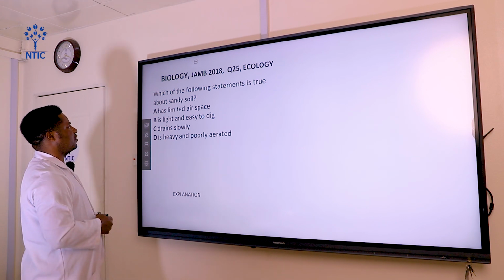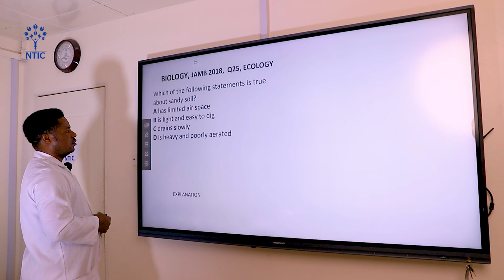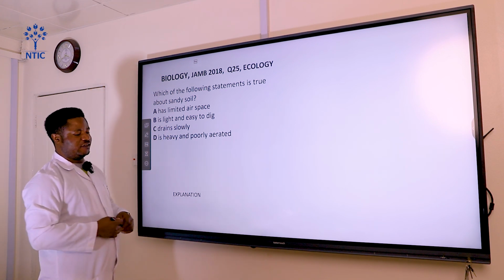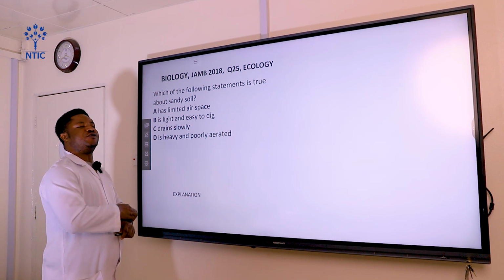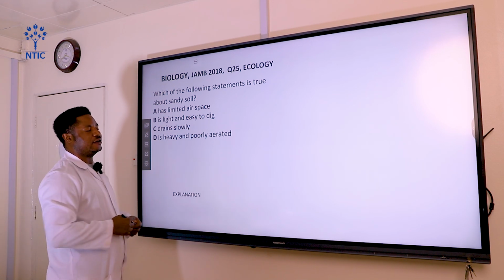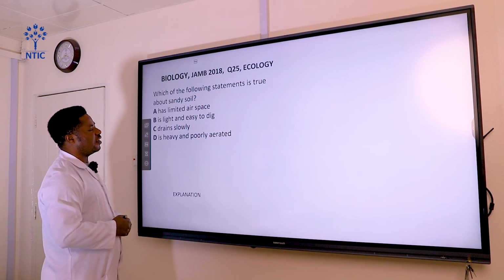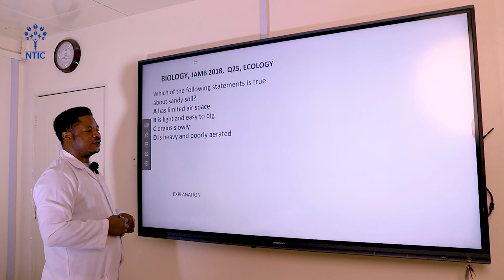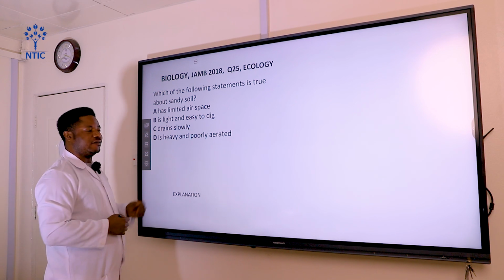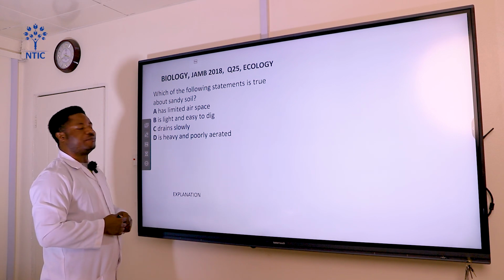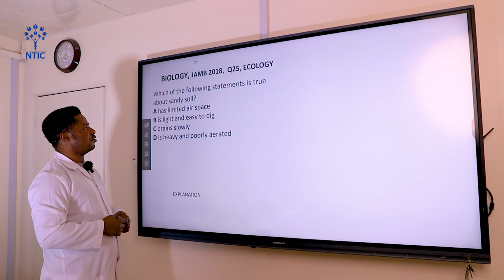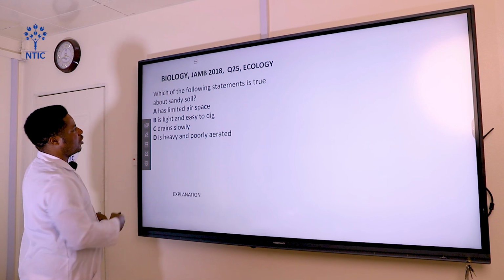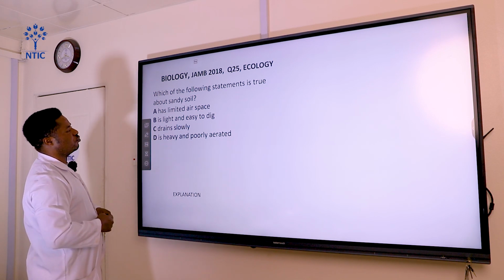Which of the following statements is true about sandy soil? Of course, we all know that sandy soil is good for building structures and other magnificent buildings. However, it is also interesting to know that there are some plants that can best be cultivated in sandy soil. But before we look at these plants, let's see the options and the correct answer to this question.